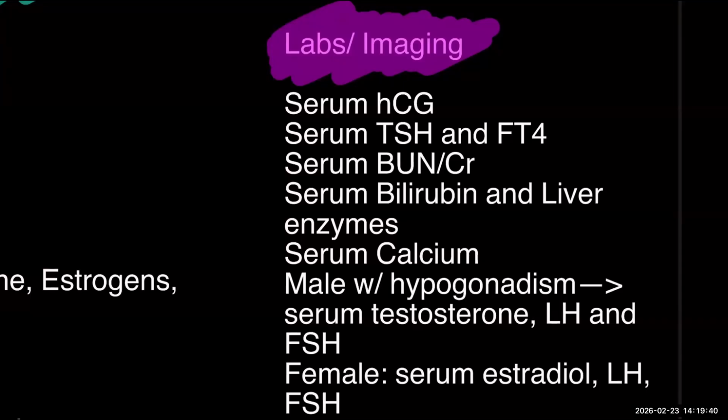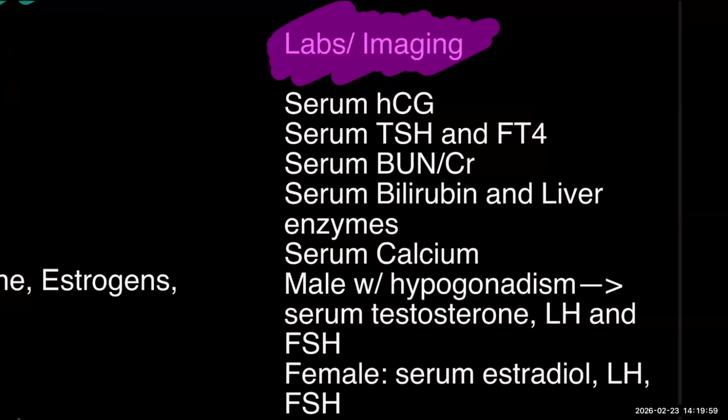One, we just make sure they're not pregnant. We get TSH and free T4. That's going to make sure our thyrotropes are okay. We get our BUN and creatinine. We get our liver function. Look at our enzymes, calcium, platelets, looking at our kidney function, enzymes.